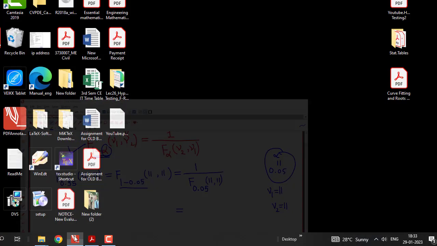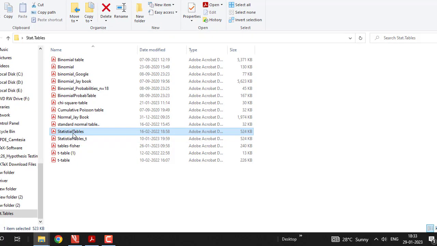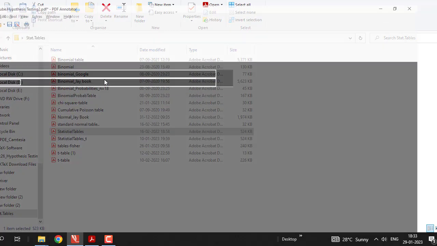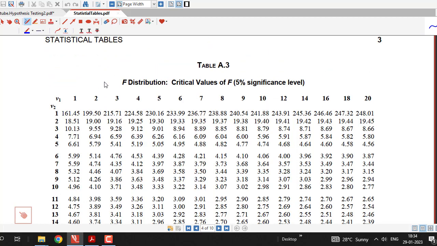So let me open the statistical tables for the F distribution. Just a minute. So I have to search for the F distribution and for 5% level of significance. You can see these are the critical values of F for the 5% significance level, that is alpha equal to 0.05, and we are interested in the value F suffix 0.05 for 11 numerator degrees of freedom and 11 denominator degrees of freedom. For denominator degrees of freedom we have 11 here.